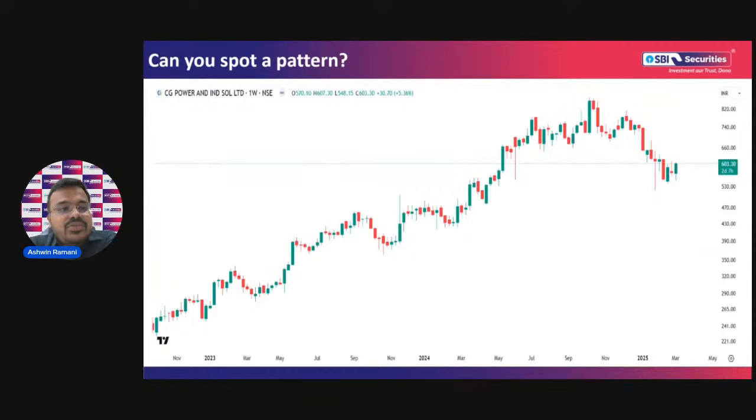Okay, so this is a one-week chart of CG Power and Industrial Solutions. So can you spot a pattern in this? कौन से patterns आपको नजर आ रहे हैं ये chart पे? Let me know in the chat box. Very difficult to spot a pattern in this chart.